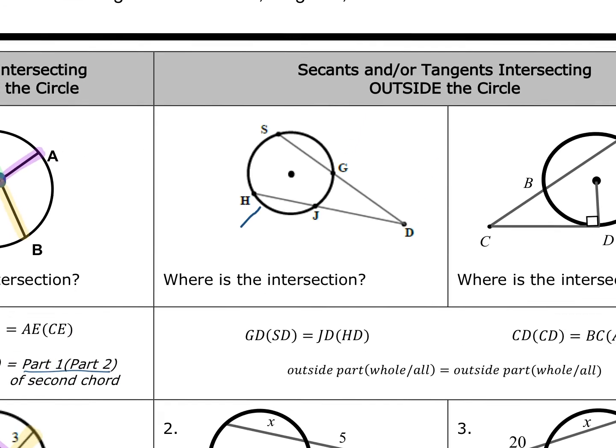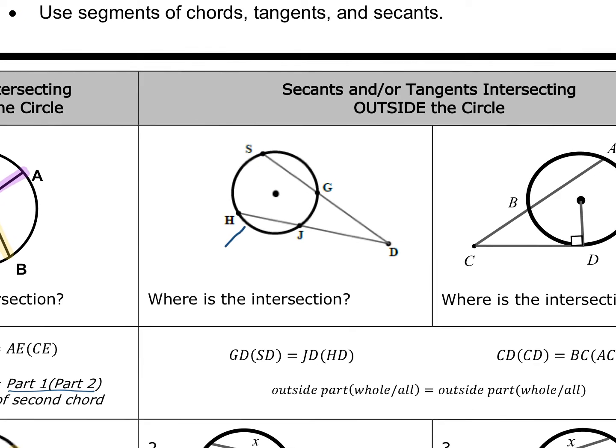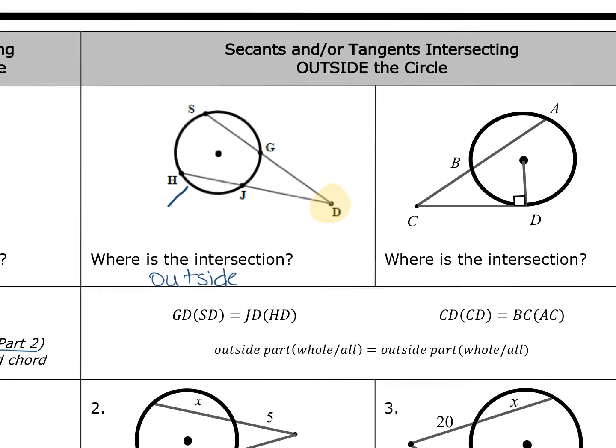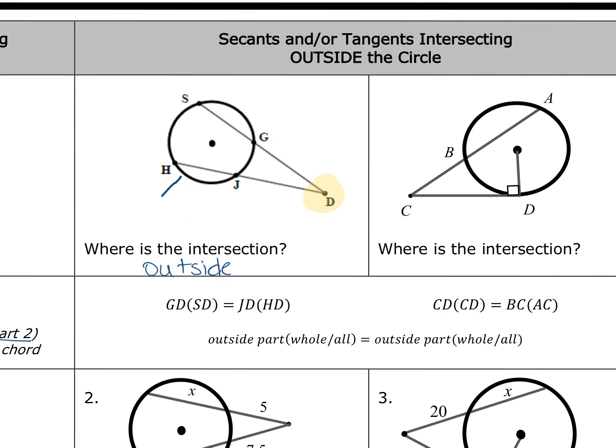So moving on to the next kind of formula here. On this one, the intersection is on the outside of the circle. Over here at D, we've got the intersection on the outside. Okay, so let's go and write that down. The intersection is on the outside. And if you notice the next part, it has formulas for both of them. So let's talk about the last picture as well.